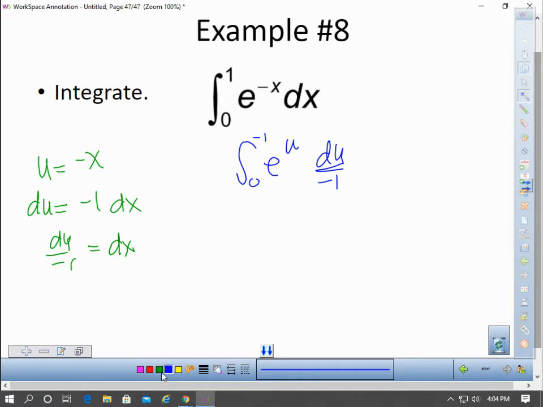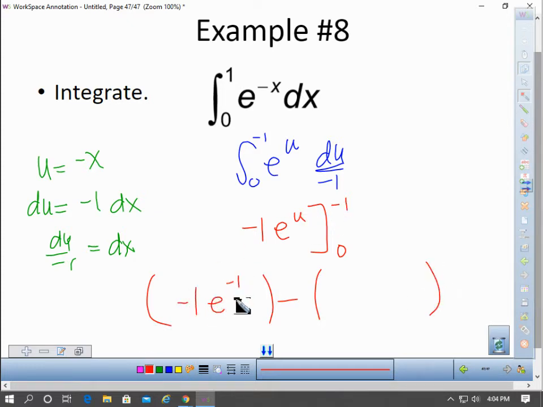All right, so now let's do our antiderivative. I know it's going to be keep the -1 exponent. The antiderivative of e to the u in terms of u is e to the u. I don't need the plus c because I'm going to do evaluating between 0 and -1. Okay, the 0 is on the bottom, -1 on top. So now I'm going to do the fundamental theorem of calculus. So I'm going to put the top number in first. So it'll be -1 e to the -1. And then I'm going to put the bottom number in. So -1 e to the 0.